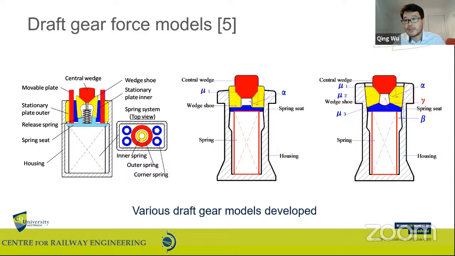Also, nowadays, they insert polymers or some hydraulic dampers in those draft gear systems. Like in the first design, the inner spring and outer spring can be polymer springs. And all the springs in the second and third designs can also be polymer springs, or they can be hydraulic springs. So they also help to improve the performance of the draft gear to better dampen the forces.